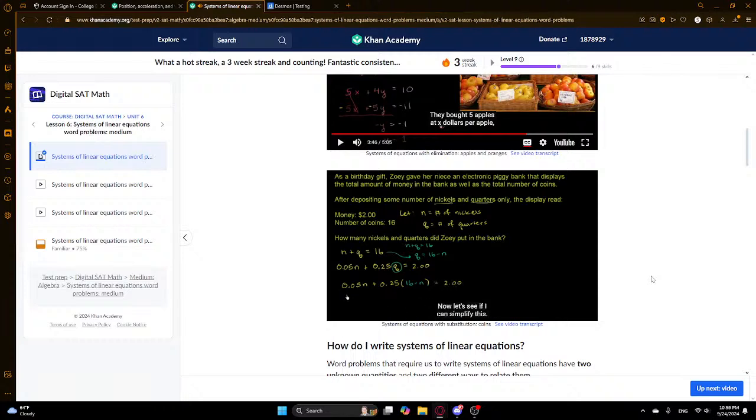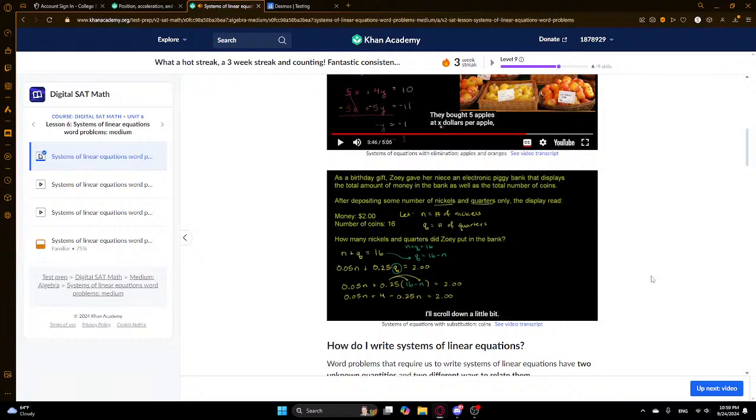Now let's see if I can simplify this. So we have 0.05 n plus, let's distribute the 0.25 times the 16 and the 0.25 times the negative n. 0.25 times 16, that's the same thing as 1/4 times 16. That's just going to be 4. And then 0.25 times negative n is minus 0.25 n, and that is going to be equal to $2. Let me scroll down a little bit.